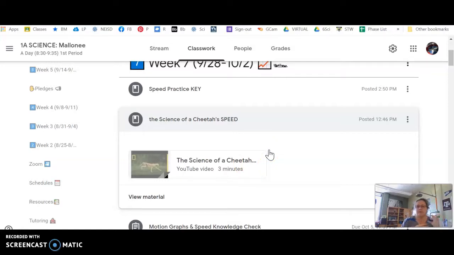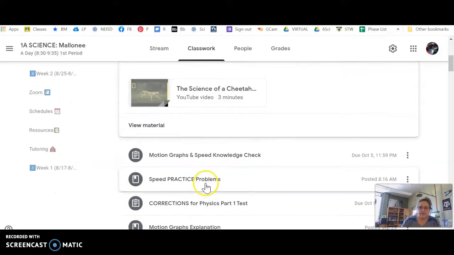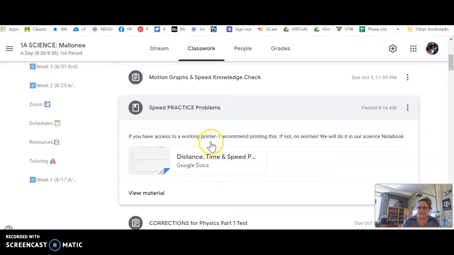And I want you to realize that all of this stuff is interconnected. It's not just runners and planes and trains. This affects the natural world too, and how all the different things we learn in science are interconnected. Okay, so watch that first. We will come back to the speed practice problem stuff in just a second.